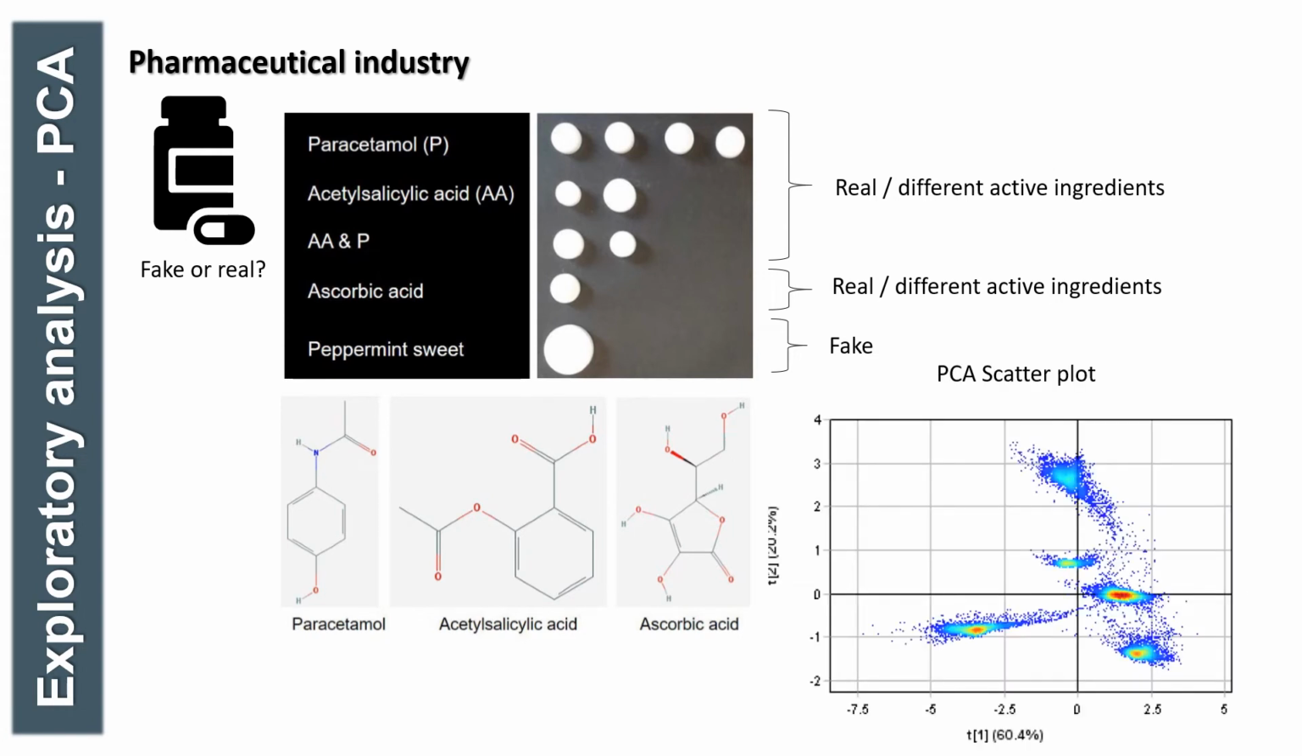In the image, the dots represent the pixels related to the different tablets in the image. You can observe that the pixels with similar properties group together. The reason for this is because the pixels have the same properties, in this case the active ingredient. For example, this cluster belongs to the tablets containing paracetamol, and this cluster to those tablets containing acetyl salicylic acid. We can also identify the tablets which contain ascorbic acid and the fake product.